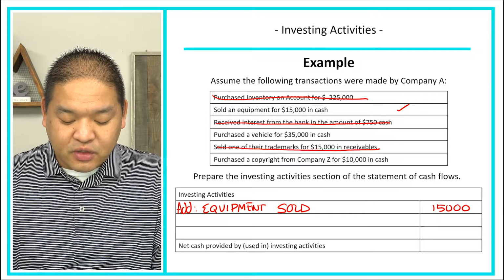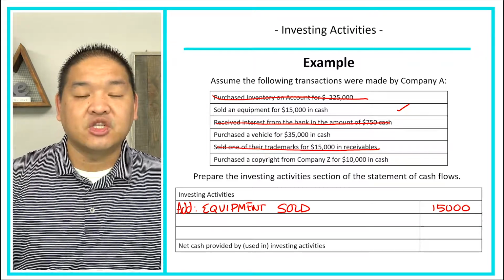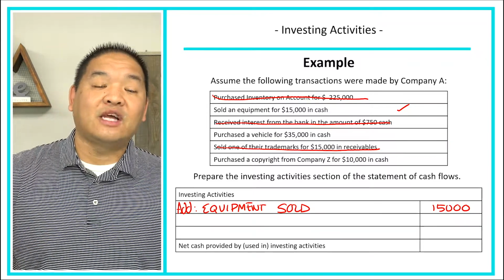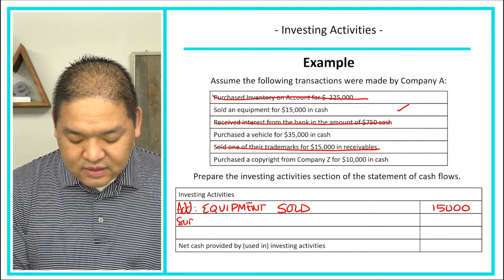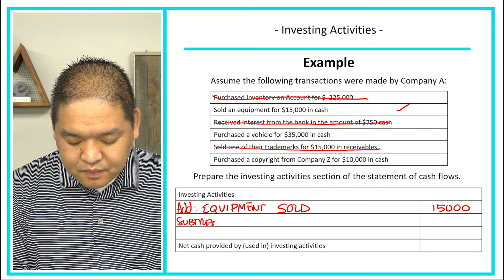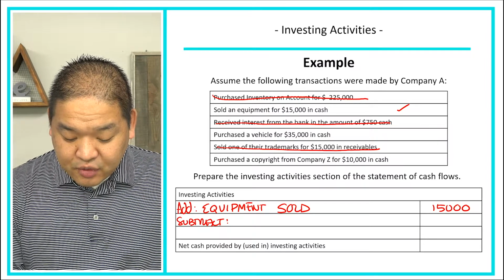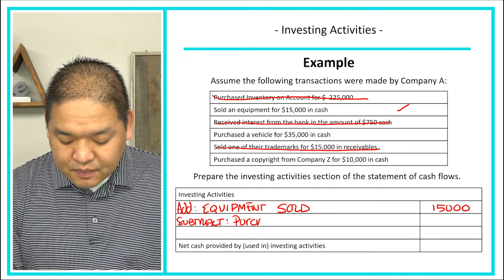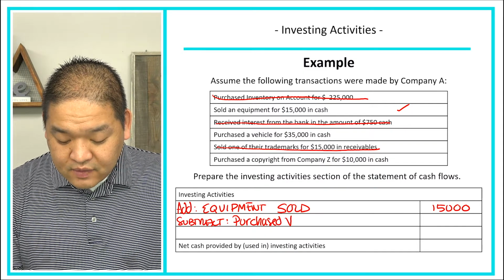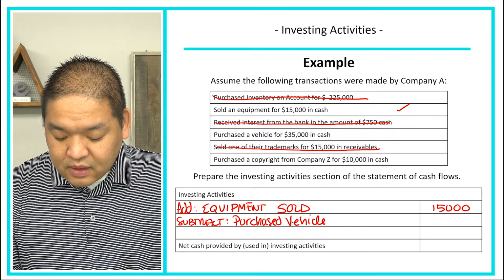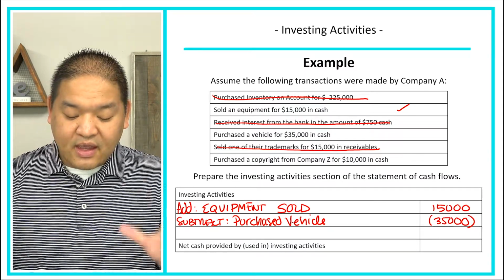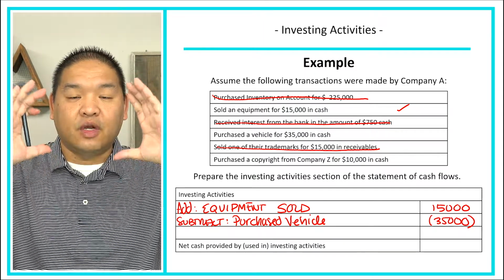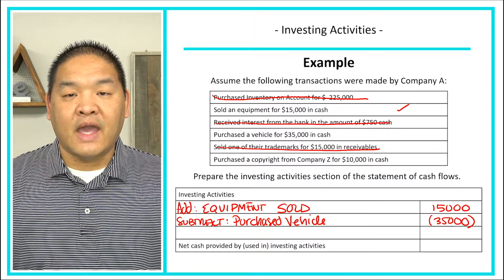The next one here is we purchased a vehicle for $35,000 in cash. If we purchased a vehicle, cash would have to go out, so we're going to subtract cash. So we'll subtract purchased vehicle in the amount of $35,000. Remember, we said that if it's cash out or negative, we're going to put brackets to signify cash out.